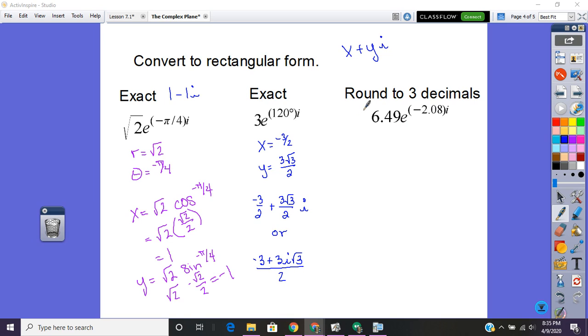All right, this one's easier. You just type it in the calculator. Remember, x equals r cosine theta, y equals r sine theta. So once again, try this one and see what you can come up with.